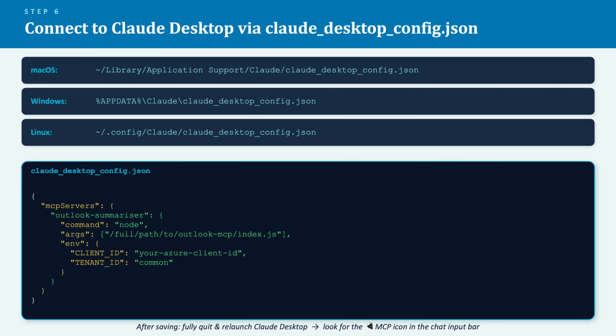Give your server a key name. I'm using Outlook-Summariser. Set the command to node, and in the args array, provide the absolute path to your index.js file. Important: use the full absolute path, not a relative one. Claude Desktop doesn't know your working directory. In the env block, pass in your CLIENT_ID and TENANT_ID. This way you're not hard-coding them in the JS file.